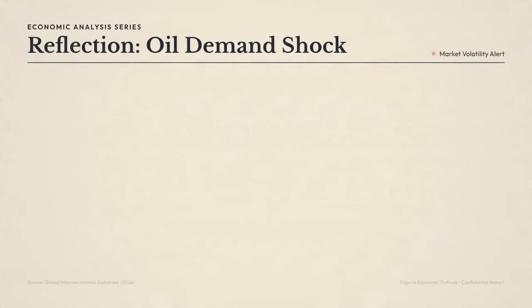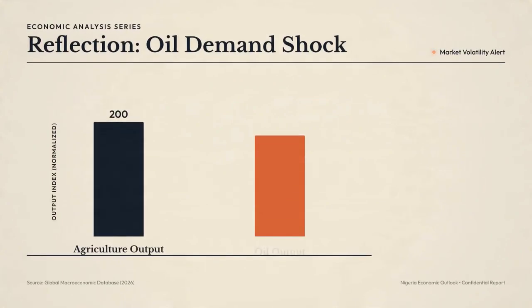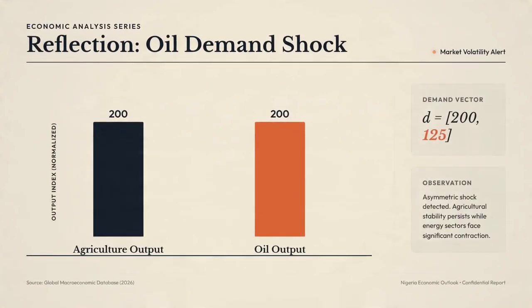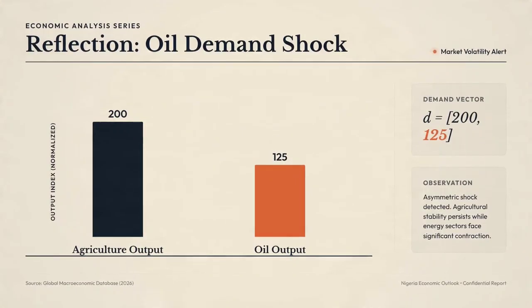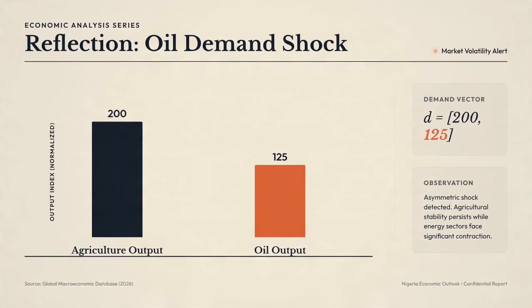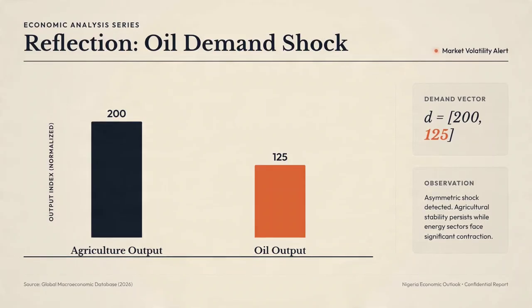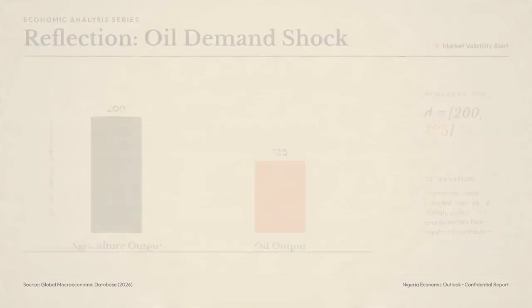Finally, consider a reflection on vulnerability, an oil demand shock. If global demand for Nigerian oil drops by half, our model shows a total collapse in oil output, while agriculture cushions the blow only slightly. This is the strongest mathematical argument for diversification. We must reduce our structural vulnerability to external shocks.